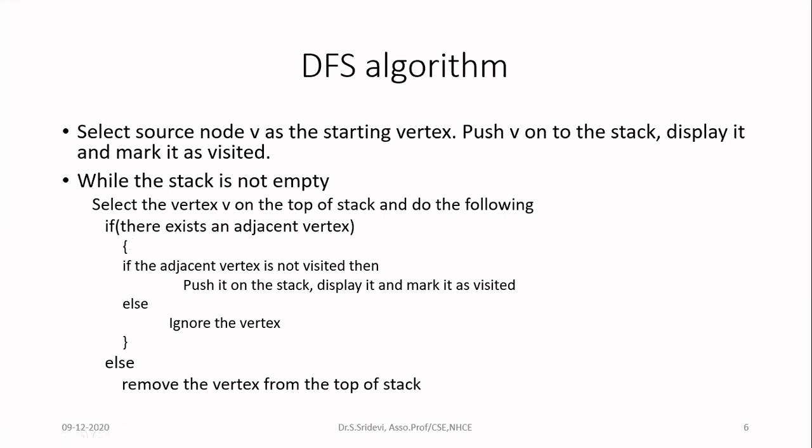Suppose if this statement is false, the meaning is you have selected a node on the top of the stack and it is not having any adjacent vertex. So in that case, you have to remove the node from the top of the stack. When you remove the node from the top of the stack, then you will continue with the node which is available on the new top of the stack. So this process will be repeated till your stack is not empty. When the stack becomes empty, it means that your searching is over. So this is how the DFS algorithm is going to work.